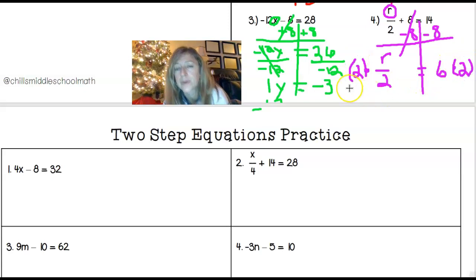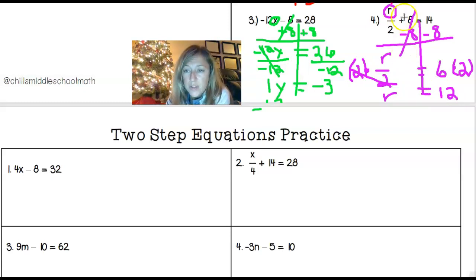Now, I want you to just remember, if I'm multiplying something with a number, a fraction, that has the same number base, those two numbers cancel out. So I'm left with R, 1R. And on this side, 6 times 2 is 12. Let's do this in our heads to check. If I put the 12 in here for R, because that's the value of R, 12 divided by 2, and if you don't believe me, check your calculator. 12 divided by 2 is 6. 6 plus 8 is 14, so it does check.